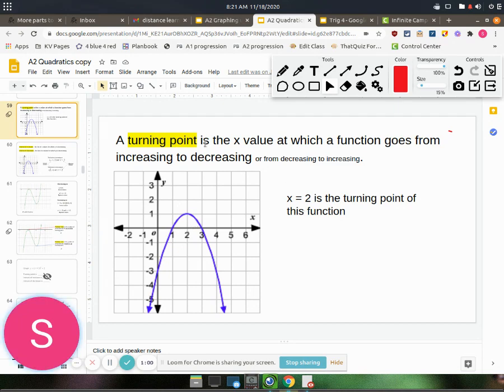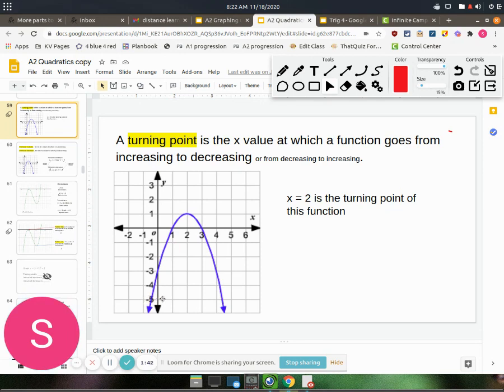So a turning point is the x value for which a function goes from increasing to decreasing. Now for a function to be increasing, that just means that from left to right, as the x values get bigger, so do the y values. It's kind of like, when you talk about lines, positive slope. So this quadratic here has positive slope right here. But after it reaches 2, it starts going downhill. It's got negative slope.